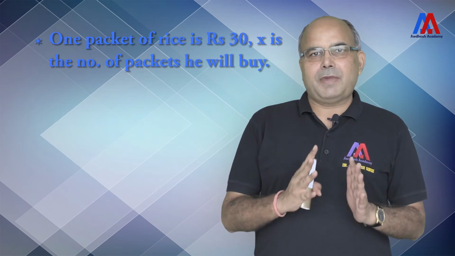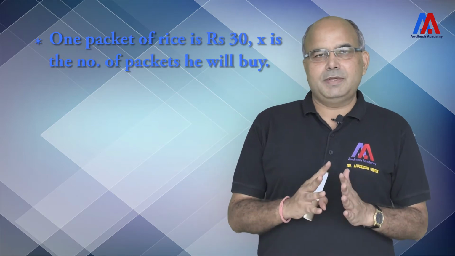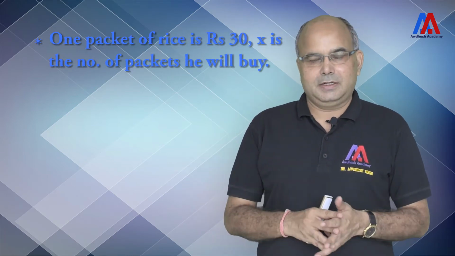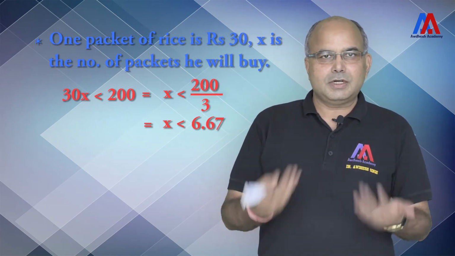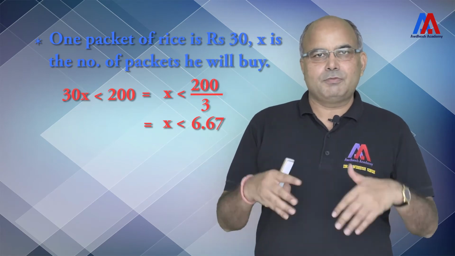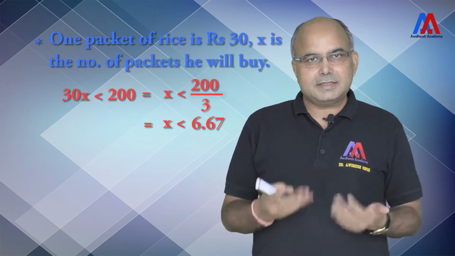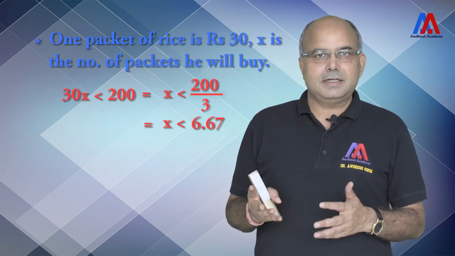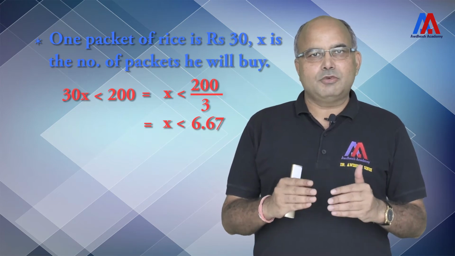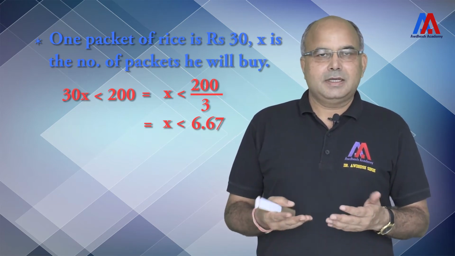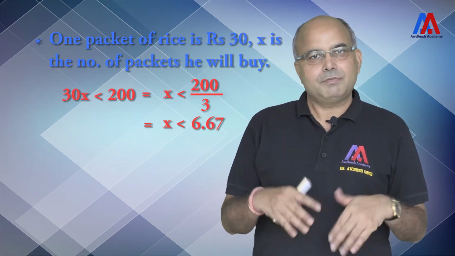So here we can see that one packet of rice is 30 rupees. So if suppose he buys x packets of rice, it will be 30x. That money he has to spend. So we can see that the 30x has to be less than 200 because 200 is the total amount which he has. So obviously he cannot buy for more than what he has. It means that 30x is less than 200. That means x is less than 200 by 3, that is 6.67. Now it means that he can buy at the most 6 packets. He cannot buy 6.67 packets because the packets are available in full, he cannot buy in part.